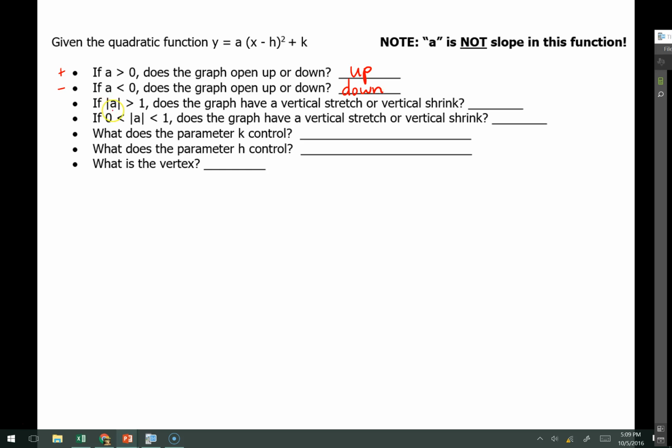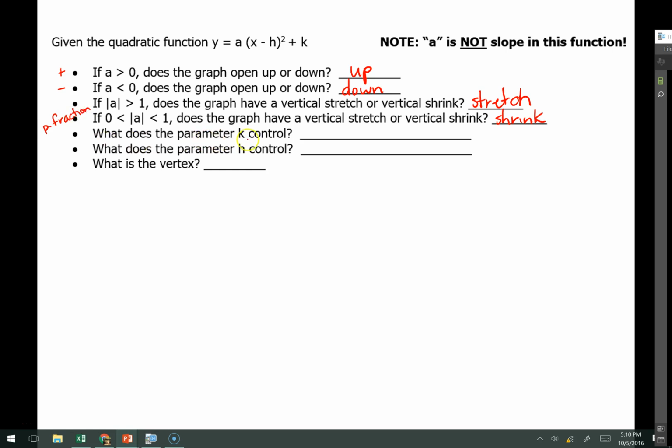If the absolute value of a is bigger than 1, so that means it's a number that's like 2, 3, 4, so on, then it's going to have which kind of vertical dilation? A stretch or a shrink? That's a stretch. If a is a fraction, it's between 0 and 1, that means that it's going to have a shrink. And side note, that is a proper fraction, not just any fraction.